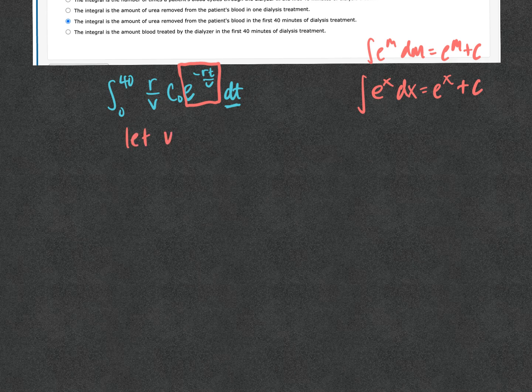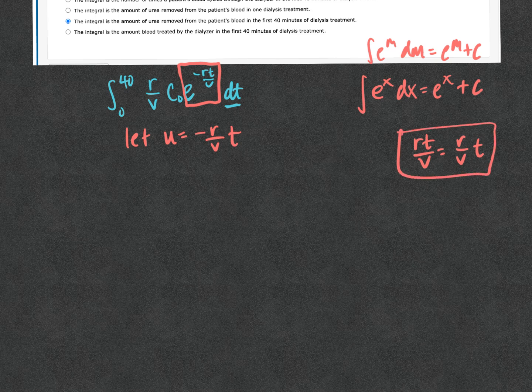So let's let u equal that whole thing. Let's call it negative R over V times t. That's a little easier to see. Do you see that Rt over V is the same as R over V times t? Take a minute and process that. It's the same thing. It's just going to be easier to work with, okay?